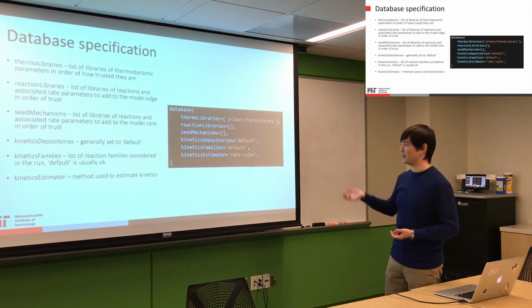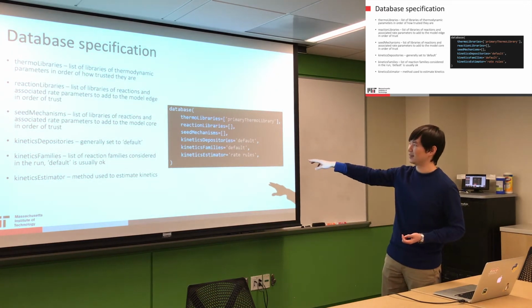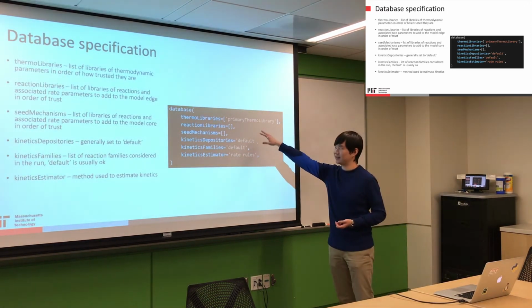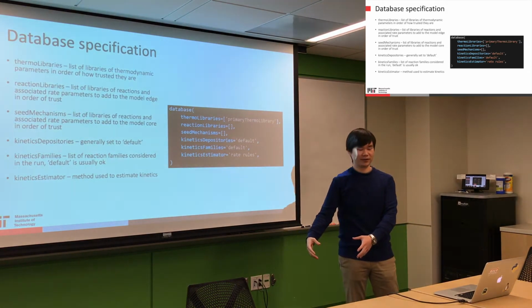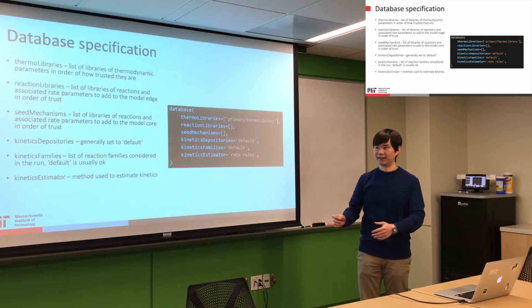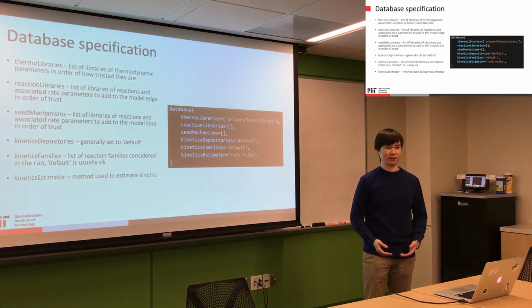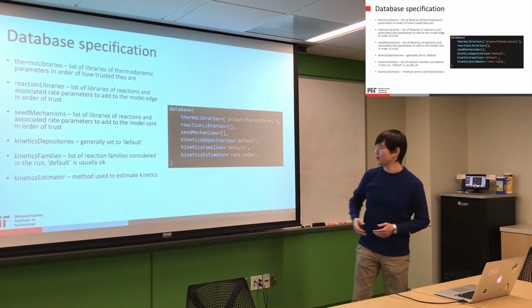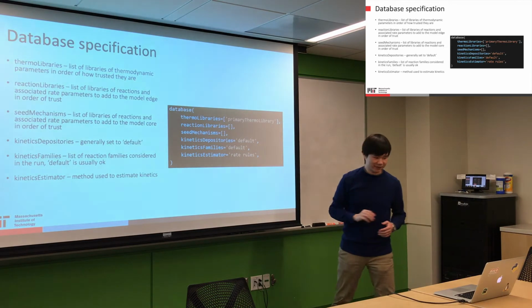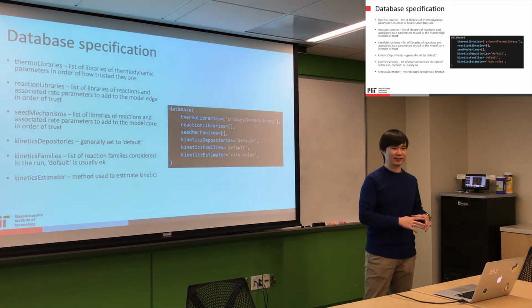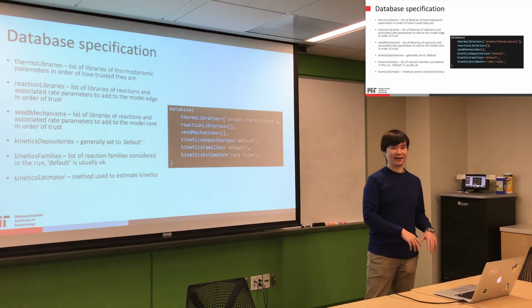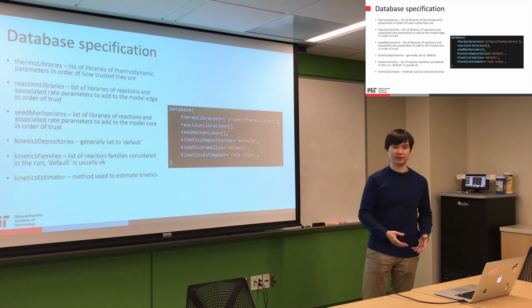The difference between a reaction library and a seed mechanism is that if you specify reaction libraries, they get added to the edge of the model. So you can think of it as reactions that we want to consider, or might want to consider, in generating the model. Whereas with seed mechanisms, if you put a library there, it will go into the core of the model. So this is something that you definitely want in your model, and so the full library will be included as is.